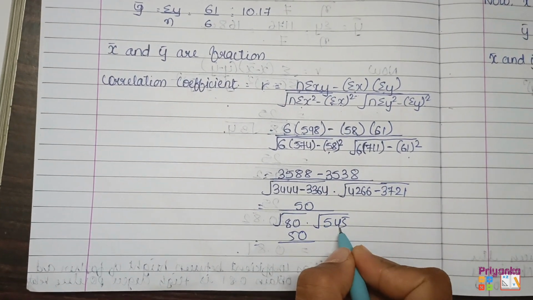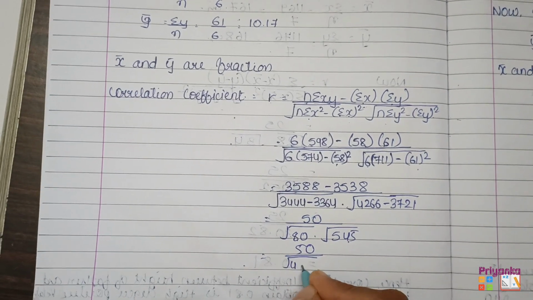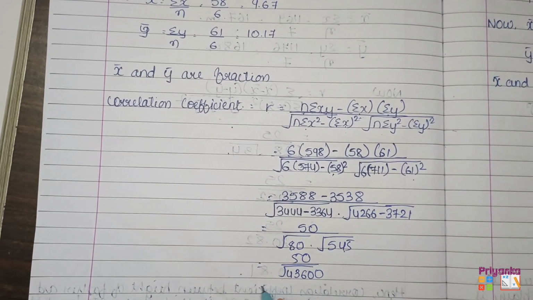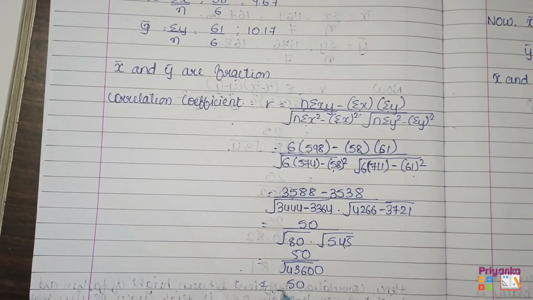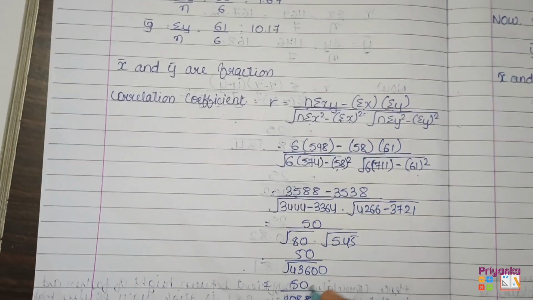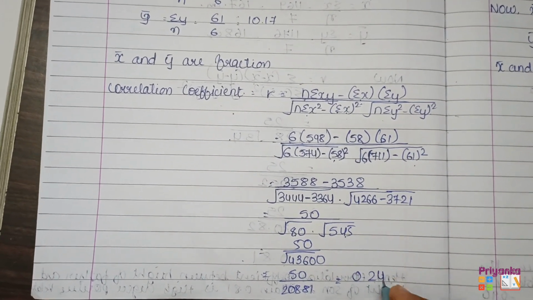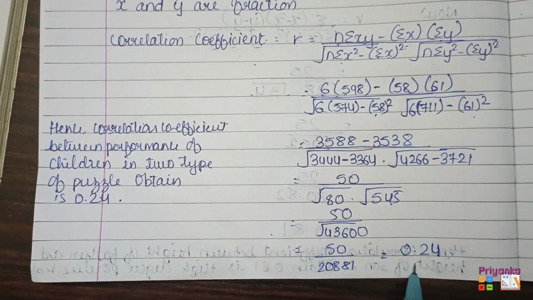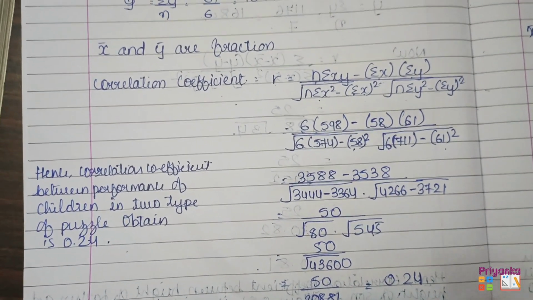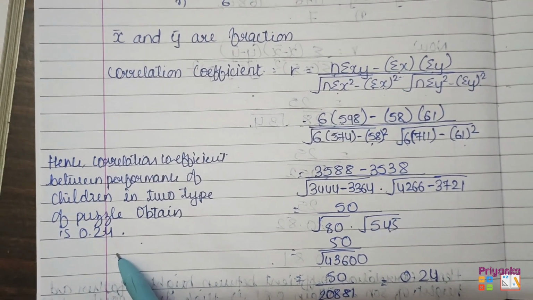Then multiply 80 into 545. We get 43600. Now take the root of this. You will get 208.81. Do the division and you will get 0.24. After completing the calculation, don't forget to write down that the correlation coefficient between the performance of the children in the two types of puzzle is 0.24.